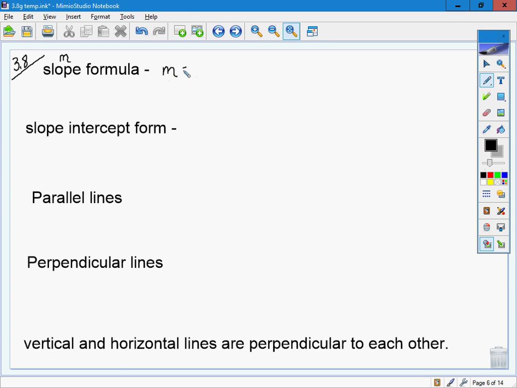And you probably learned rise over run. This will work if you have a graph. But the formula y2 minus y1 over x2 minus x1 will work all of the time. You can always use this to find your slope. The slope-intercept form of equation is y equals mx plus b, where m represents the slope of the line and b represents the y-intercept.